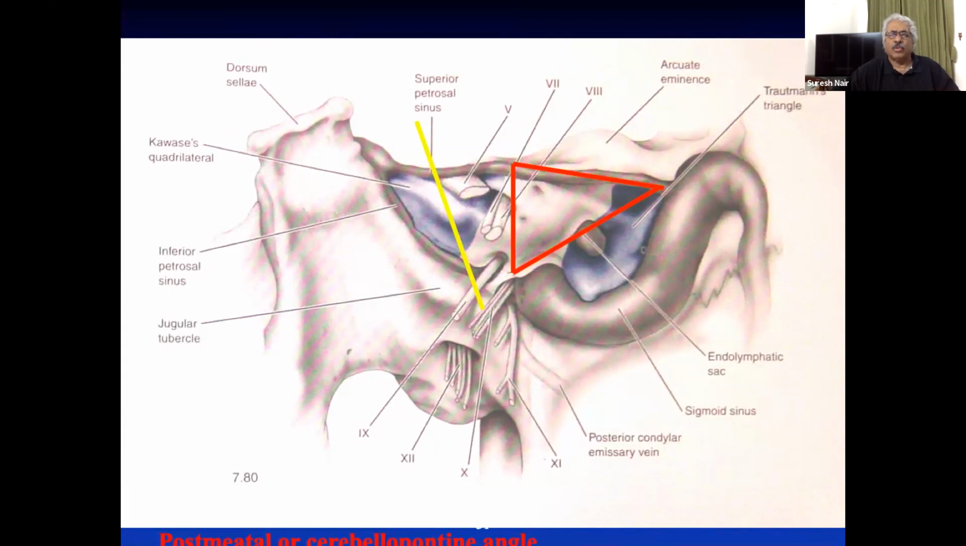I always used to ask a question to my postgraduates. Say, if there is a lateral cerebellar convexity meningioma, a posterior petrous meningioma like this, and a tentorial meningioma, which is the one likely to catch the sigmoid sinus? Everybody will say it is the posterior CP angle meningioma. It is not. Then people will say it is the tentorial meningioma. That is also not correct. It is the lateral cerebellar convexity meningioma which will catch that sigmoid sinus, that area.